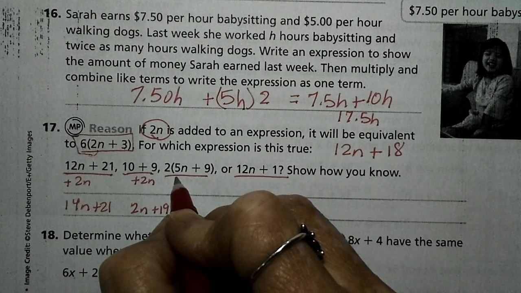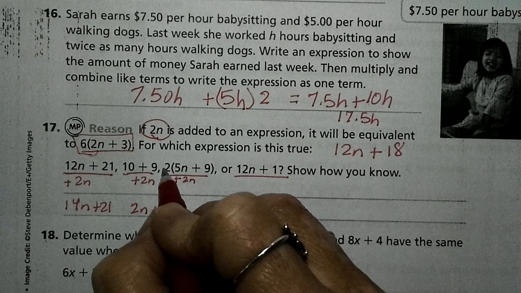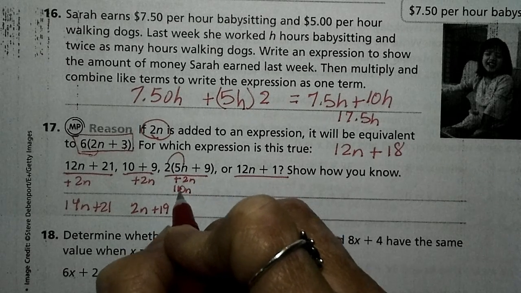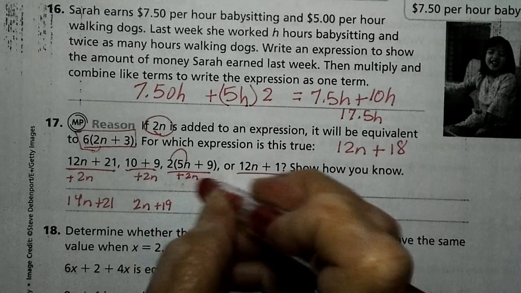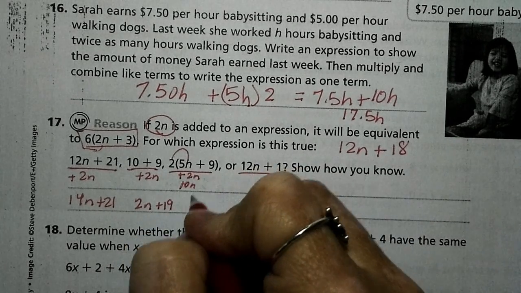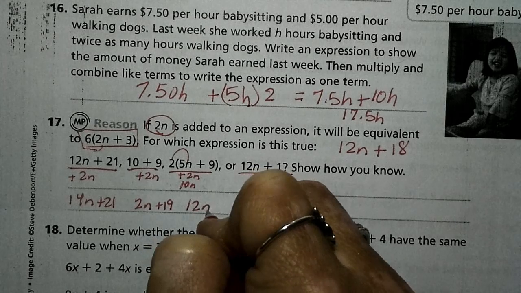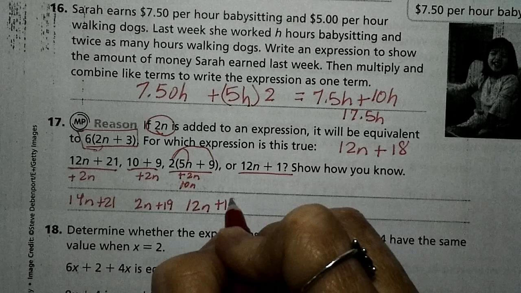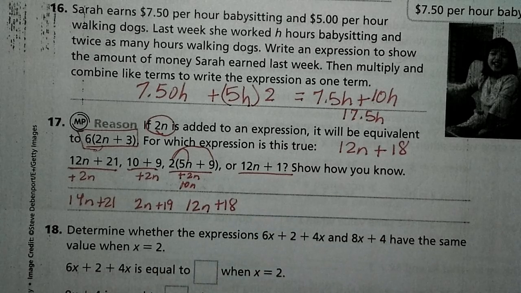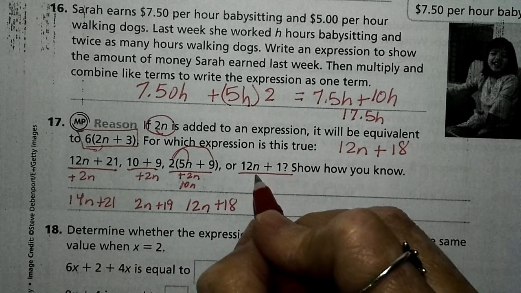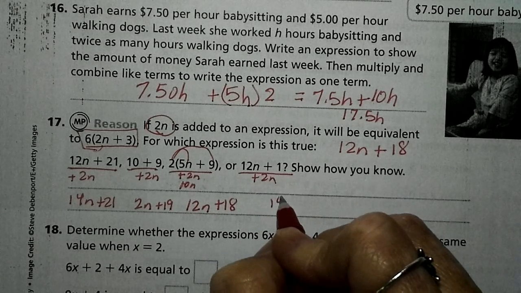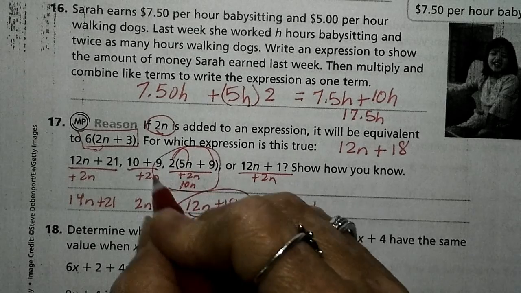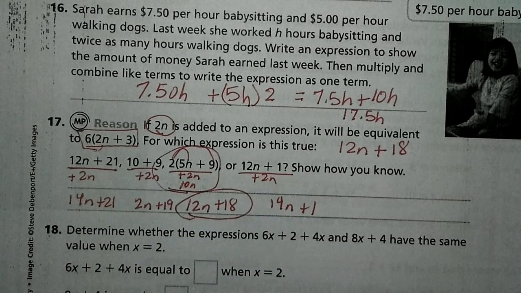If I add a 2n here, this gives me 10n plus the 2n, so that gives me 12n. And then 2 times 9 is 18. And in this one, if I add a 2n, I get 14n plus 1. So this one is the one that works.